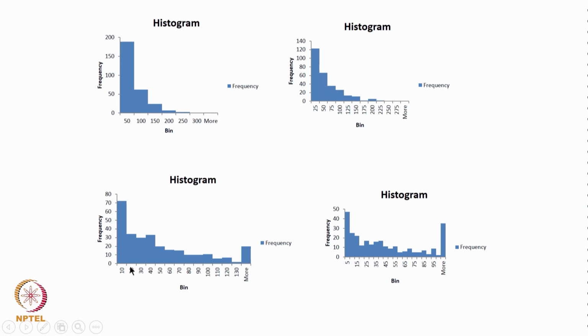Now, here is a case where we do 0 to 10, 10 to 20, and we do this till about 130, and say greater than 130. You can see a small peak where data greater than 130 is aggregated. And in this case we show 0 to 5, 5 to 10 and go on till 100, and then say greater than 100, you see a higher aggregation.